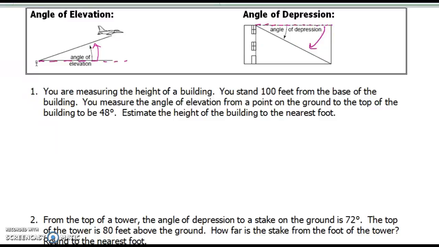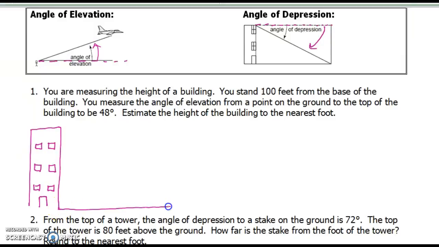For number one, you are measuring the height of a building. You stand 100 feet from the base of the building. So we're going to make a really bad sketch of a building. It does not have to be perfect. And you're standing 100 feet from the base of that building. When we say base, we're talking about the bottom of the building. And then here's you.